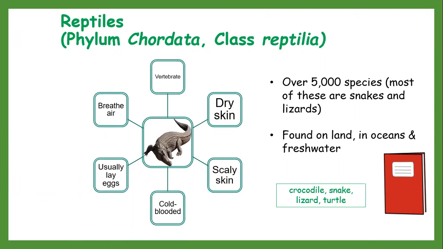There are over 5,000 species. Most of these are snakes and lizards, however, and they are generally found on land, in oceans, and in fresh water. Examples of these animals are crocodiles, snakes, lizards, and turtles.